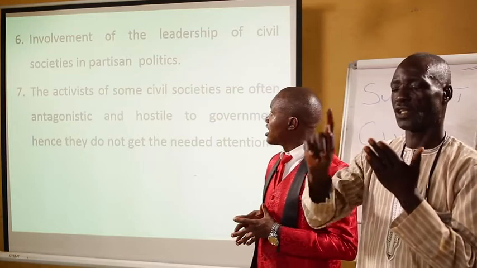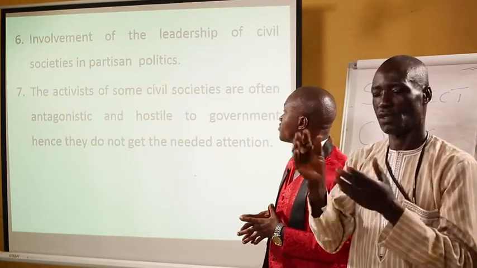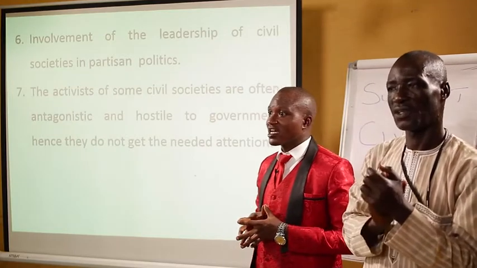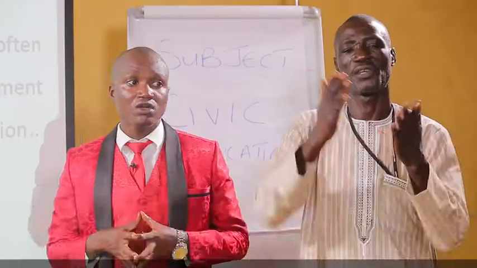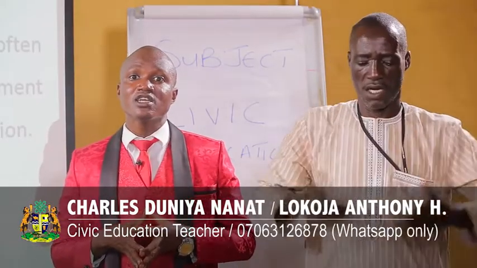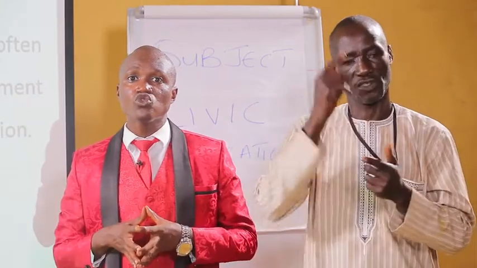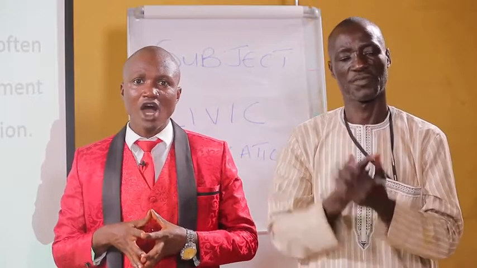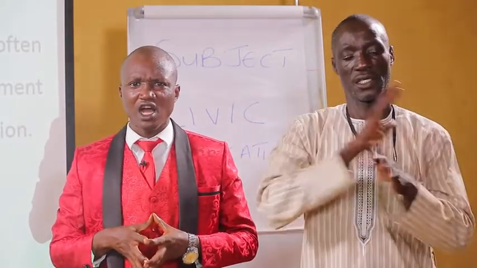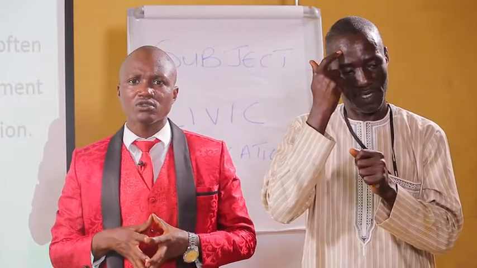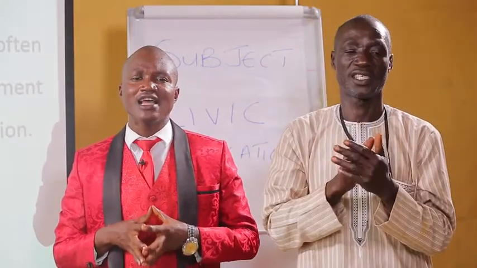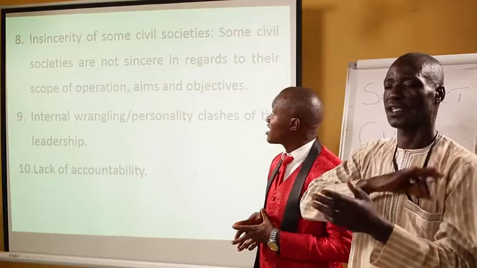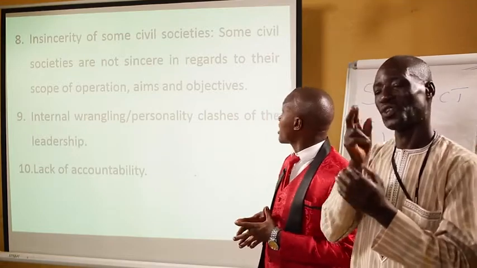Number 7, the activists of some civil societies are often antagonistic and hostile to government. Hence, they do not get the needed attention. So it simply means that there are CSOs that to an extent don't know how to dialogue with government. They are aggressive in nature. They don't know how to win the heart of the government. And so before you know anything, they lost focus, they lost direction, and at the end, their aims and objectives are not achieved.